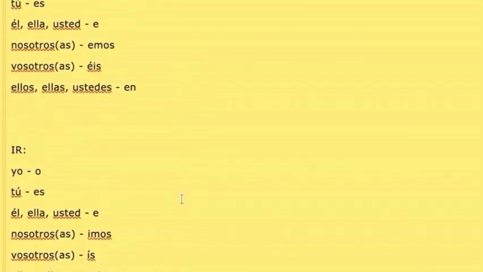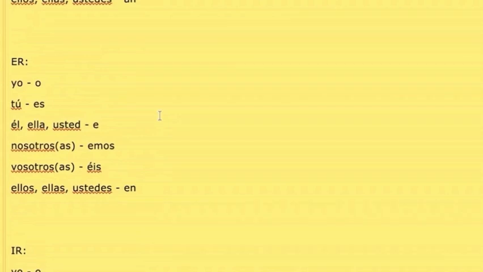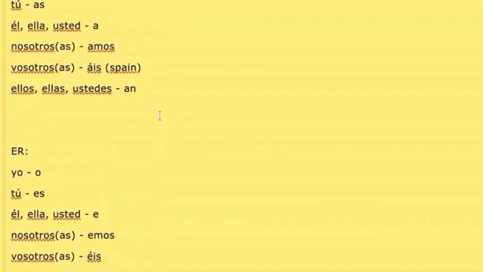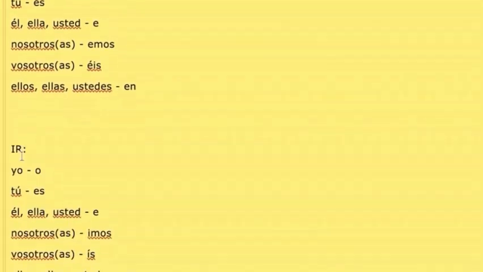And finally, IRs are also going to have a different chart. Now, the good thing is that they're all very similar to each other. You can see that the ER chart is literally just the AR chart, but with all the A's replaced by E's. And the IR chart is pretty similar to the ER chart, but the nosotros is going to be imos and the vosotros is going to be ís.